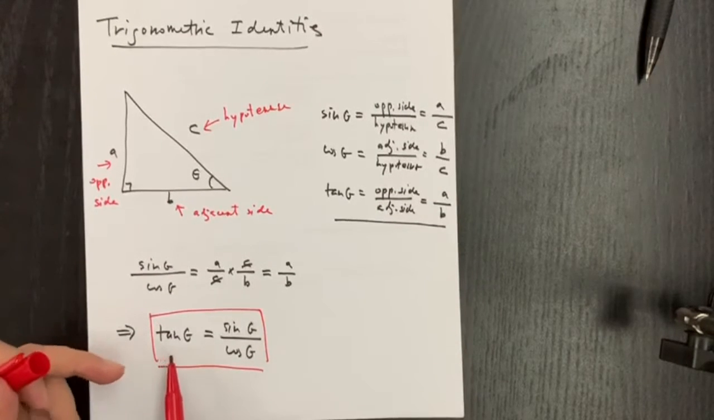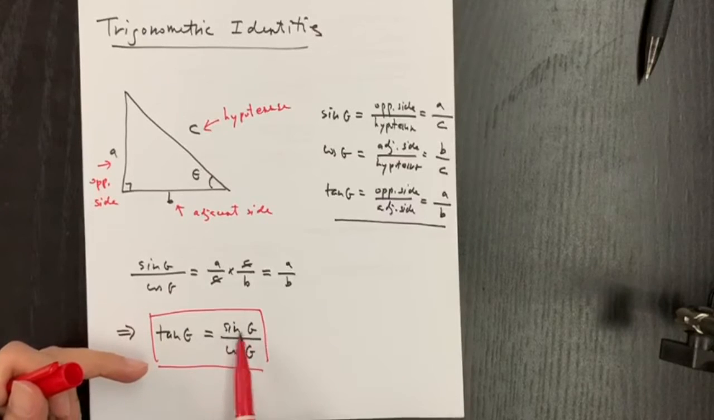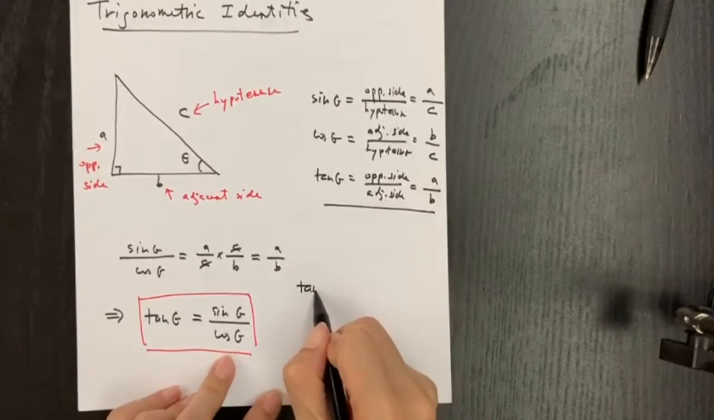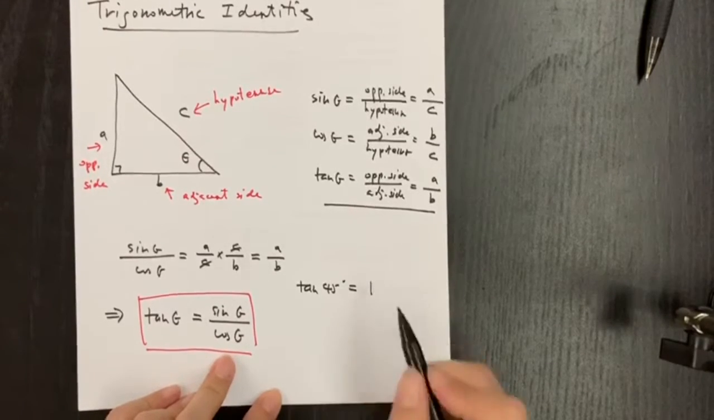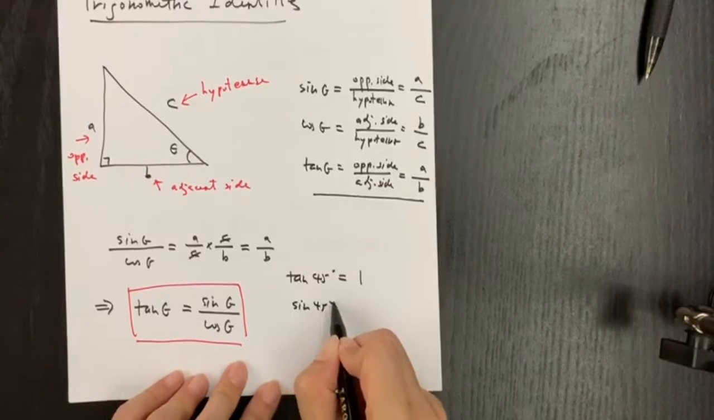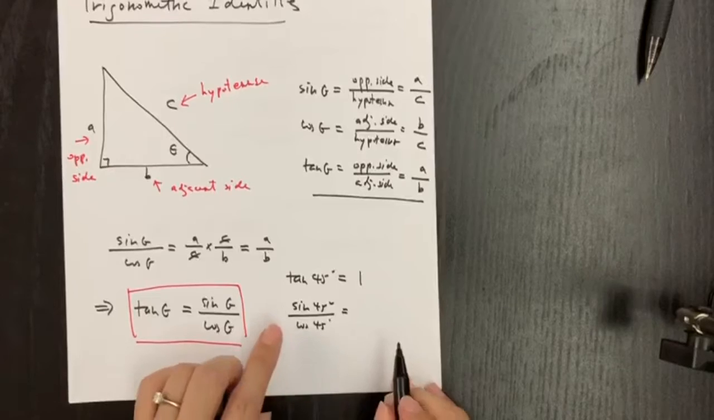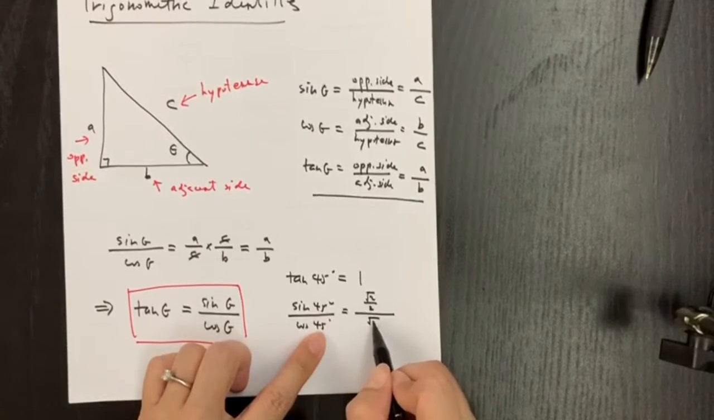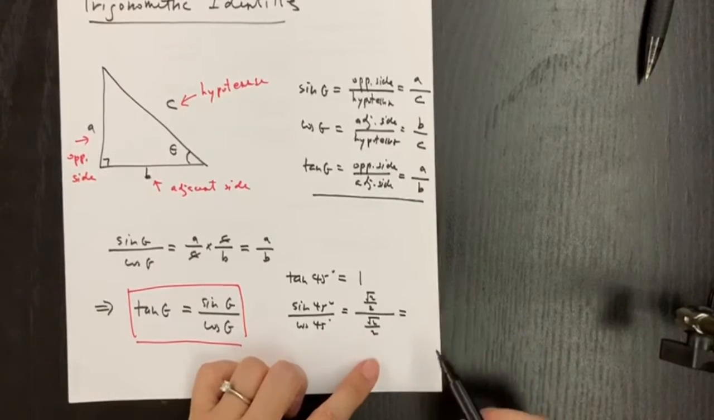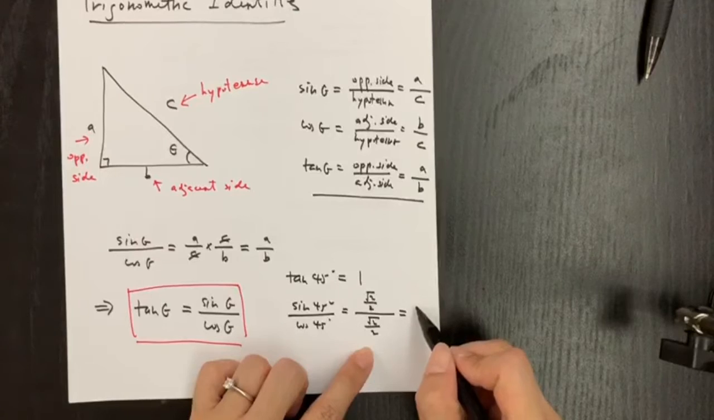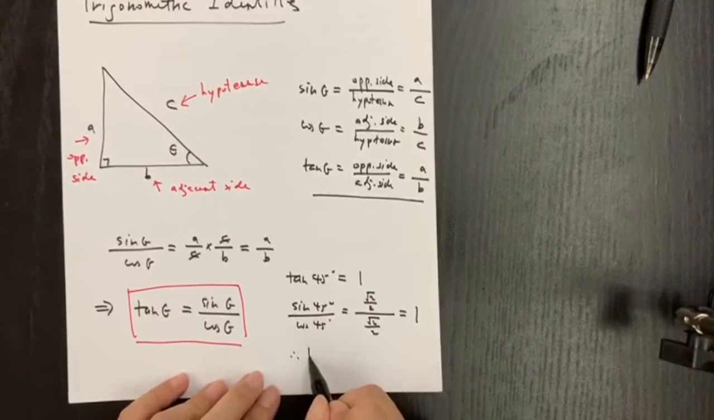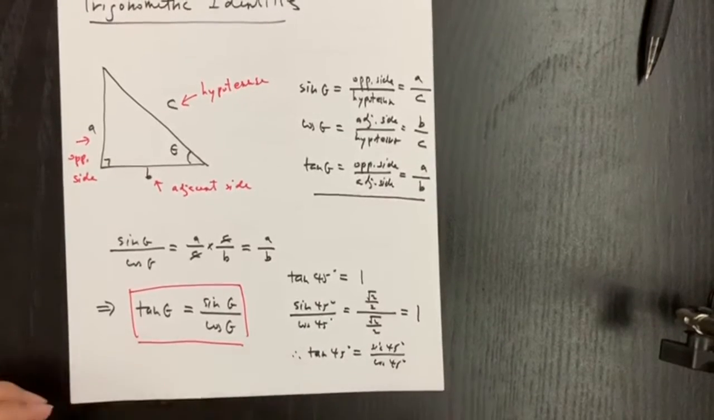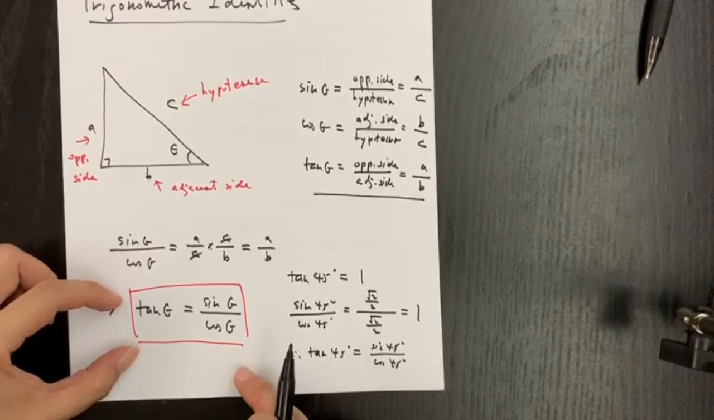That means it is always true: tangent theta is always the same as sine theta over cosine theta. Or we can check that in another way. What is the value of tangent 45? It is equal to 1. And what is the value of sine 45 over cosine 45? Sine 45 is root 2 over 2, and cosine 45 is also root 2 over 2. With the same numerator and denominator, the answer is equal to 1. Therefore, tangent 45 is the same as sine 45 over cosine 45. So this is the first identity we have in today's lesson.